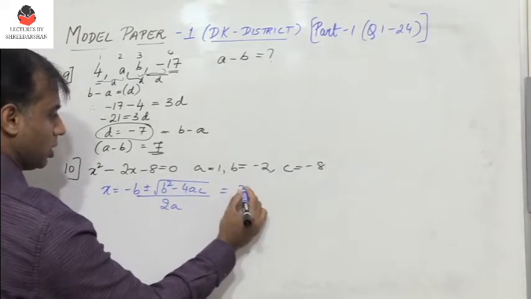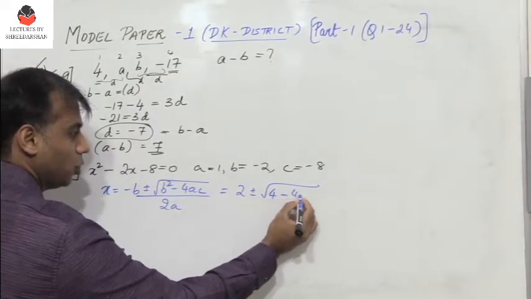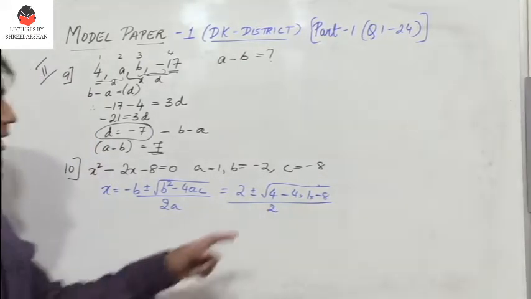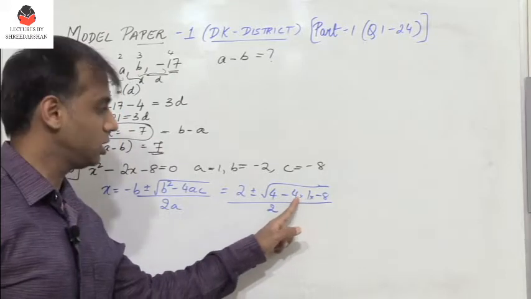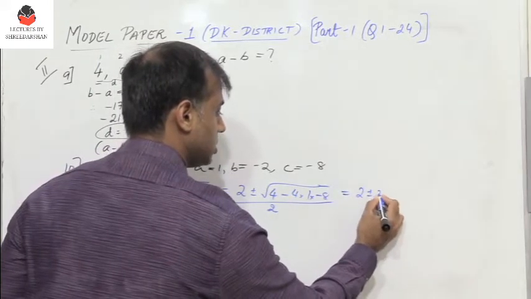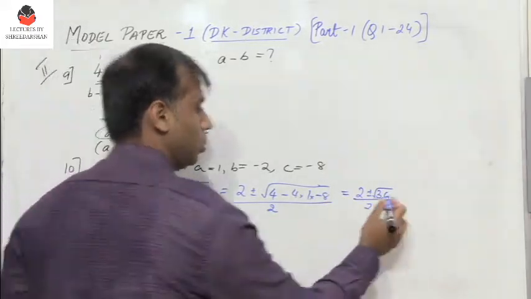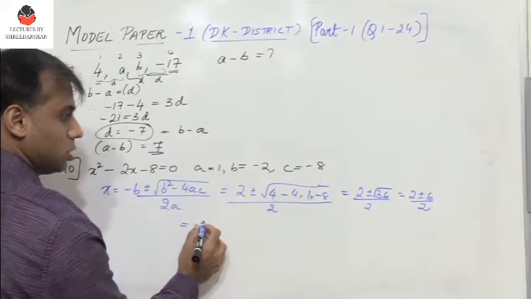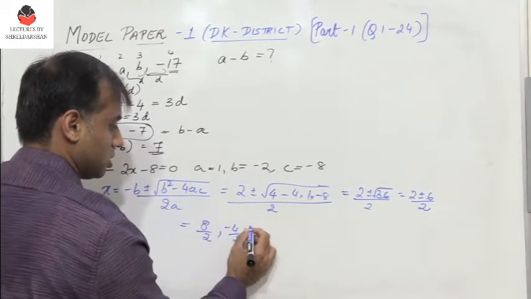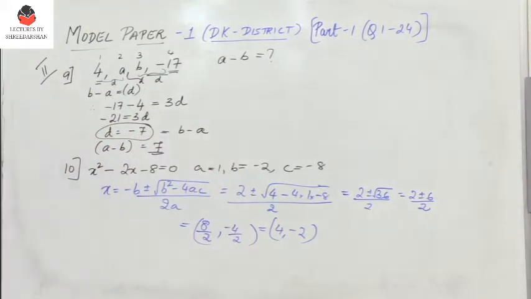Minus of minus is plus, so I get plus 2, plus or minus 2 square is 4, minus 4 into a is 1, into c is minus 8, divided by 2. So what do I get here? This is 8 into 4, 8 4s are 32, plus 4 is 36. So we get 2 plus or minus root 36 by 2. 36 under root, so root 36 is 6. So we have 2 plus or minus 6 by 2. So one of the roots is 8 by 2 and the other one is minus 4 by 2, isn't it? So we have 4 comma minus 2. So the roots are 4 comma minus 2.